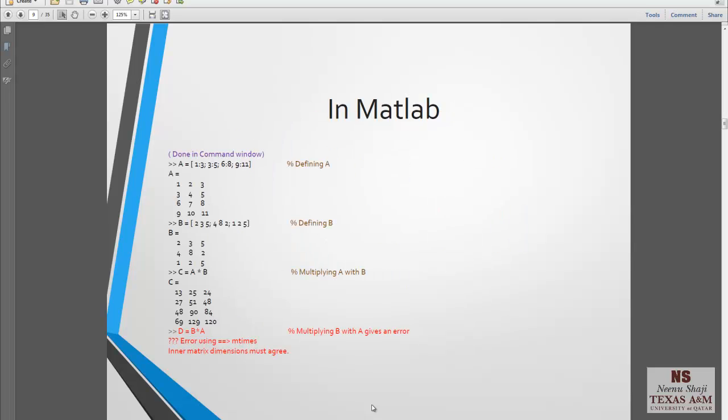In Matlab, we define A and B as two matrices and we multiply A with B. Of course, after checking if the number of columns in A is equal to the number of rows in B. But if we try to multiply B with A, we get the error, that is, inner matrix dimensions must agree.